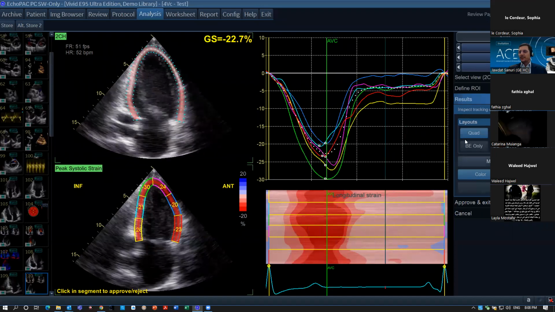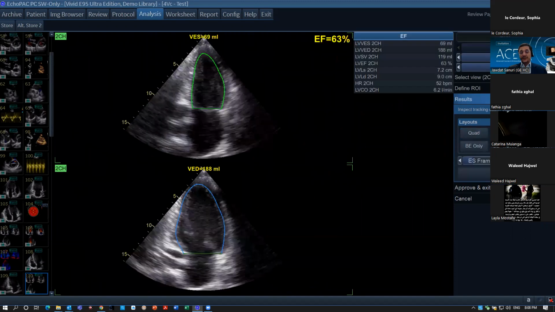And here we have, as I mentioned, we can do EF for the 2-chamber. We could have also done it for the 4-chamber. So we have the ejection fraction. If there's anything I disagree with, I can actually change manually and still get the values.